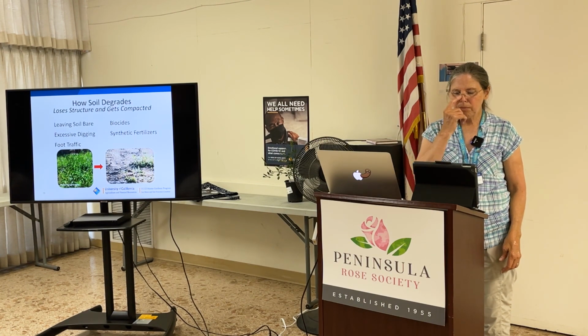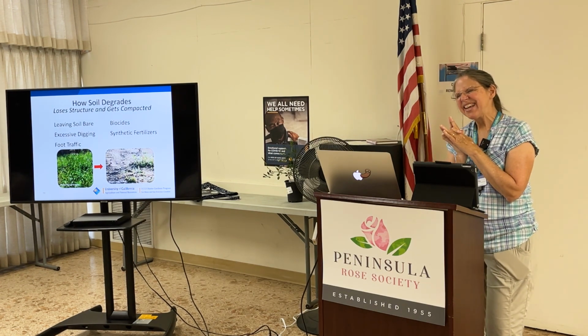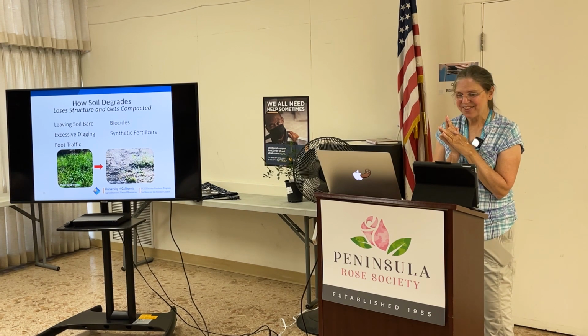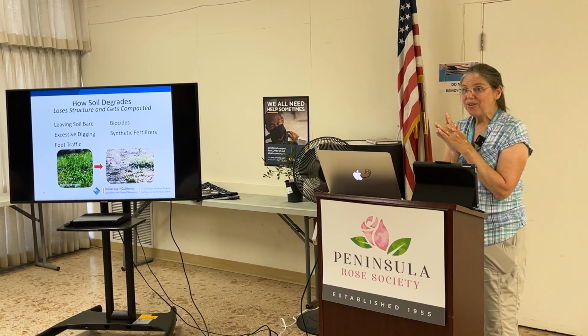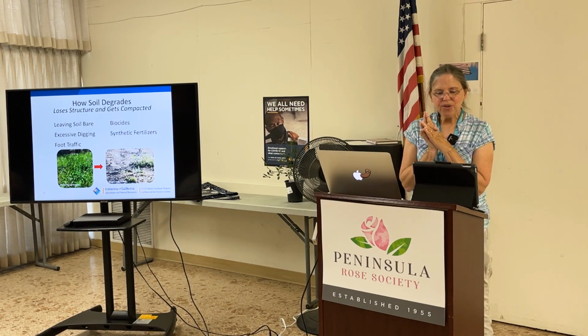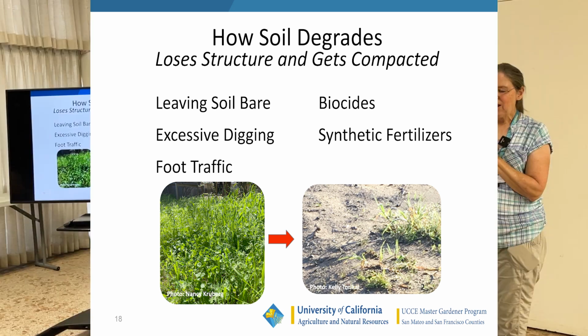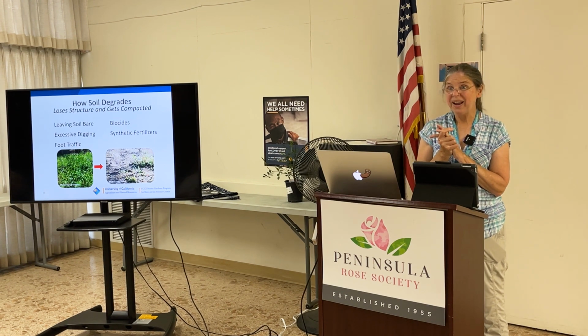Now that you know that you have living soil, let's talk about ways that a gardener can unintentionally degrade that soil. When soil is degraded, it loses its structure and gets compacted. Notice the photos at the bottom here. On the left is soil that has been untouched and plants just allowed to grow freely. The photo on the right is a neighboring area where the soil was compacted. You can see how little life there is. Just a few weeds that are trying to repair the damage.